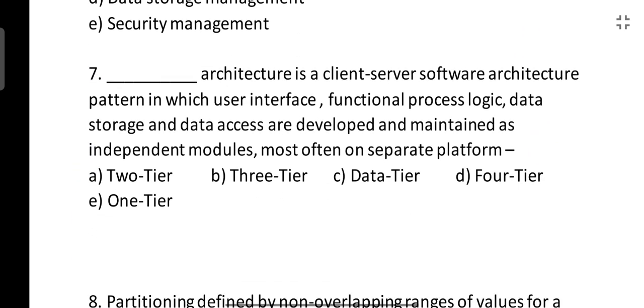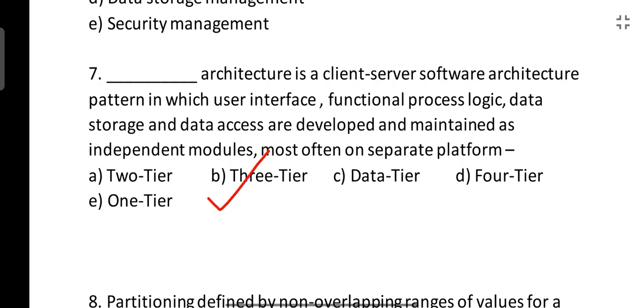Next is, dash architecture is a client-server software architecture pattern in which user interface, functional process logic, data storage and access are developed and maintained as independent modules, most often on separate platforms. Okay, this is about tiering structure. By reading the question, we can see they're talking about a three-tier structure. So the answer will be three-tier.